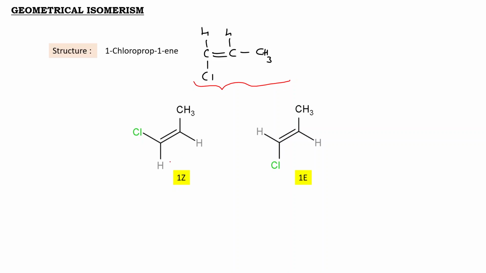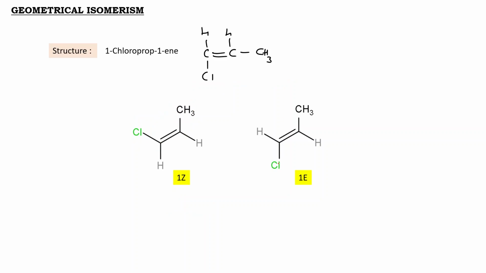So we can decide the configuration by the priority of the groups, which is well understood by those students who are doing stereochemistry. What you have to do is take this vinyl carbon and decide which group has higher priority based on the atomic number, and this would be Cl, and here on the second vinyl carbon, this group has the higher priority and they are together, so we call it Z. Z is for zusammen. Zusammen is a German word for together, so the higher priority groups are together, that's why this is zusammen.